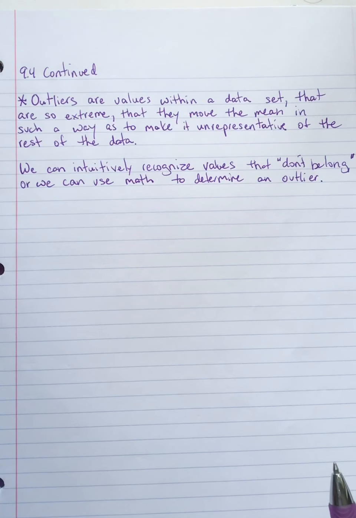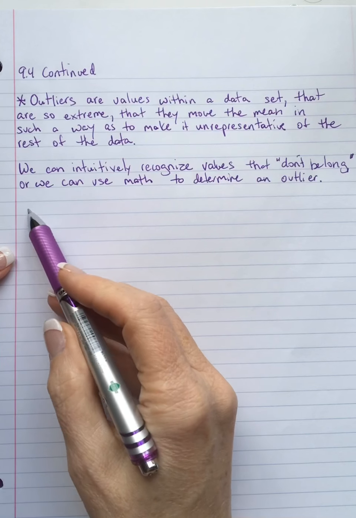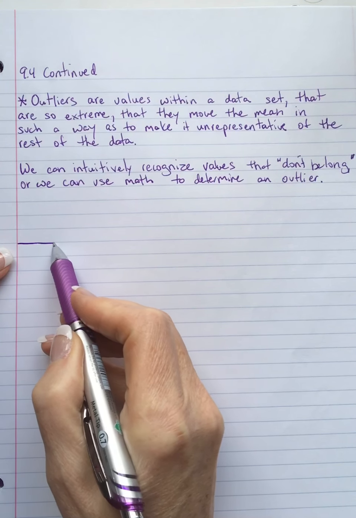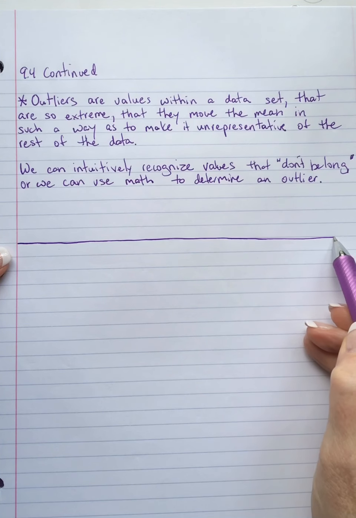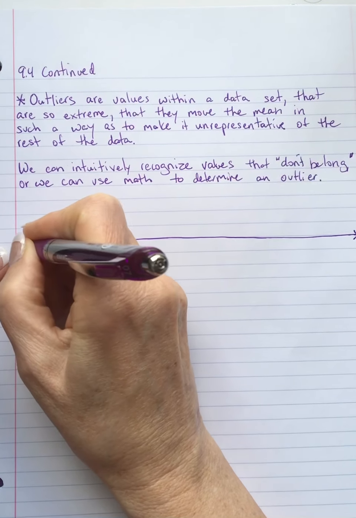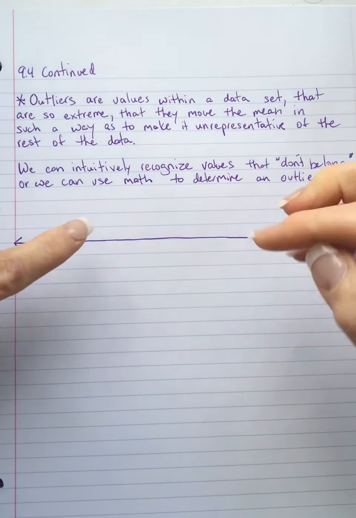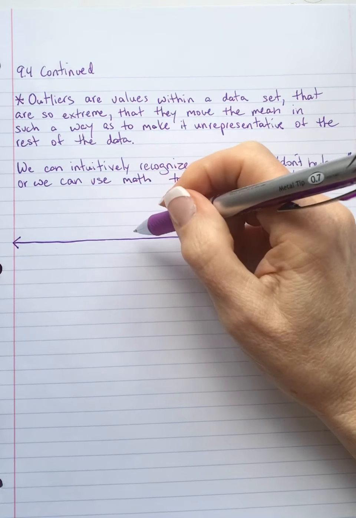What I'd like you to do right now is go 1, 2, 3, actually 4 lines down. And I want you to draw a line all the way across. Put an arrow at both ends. And then in the middle, I want you to kind of make it somewhat even.